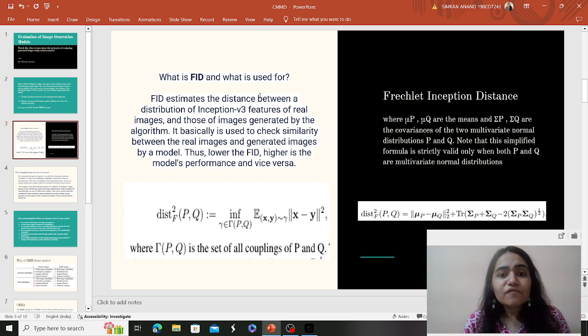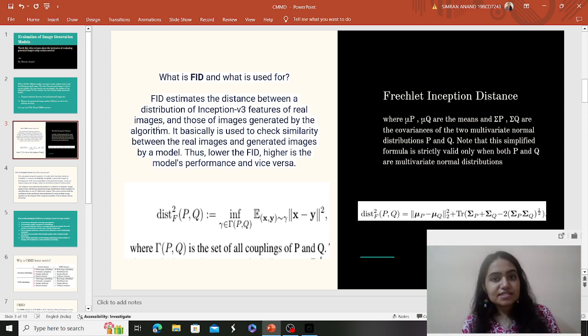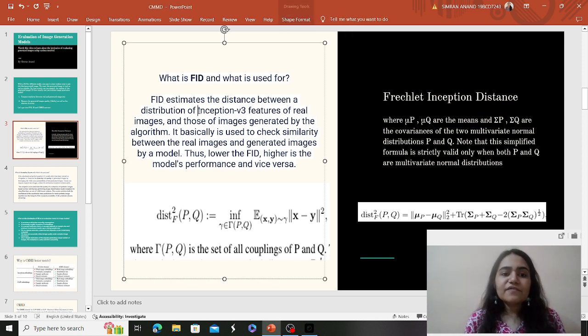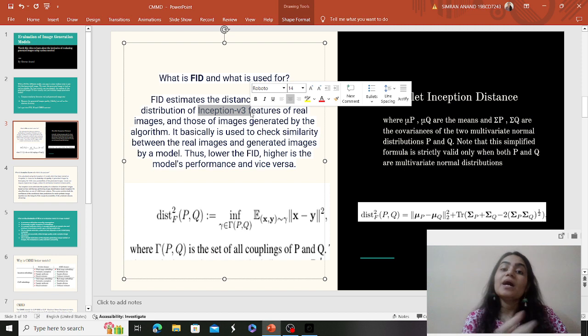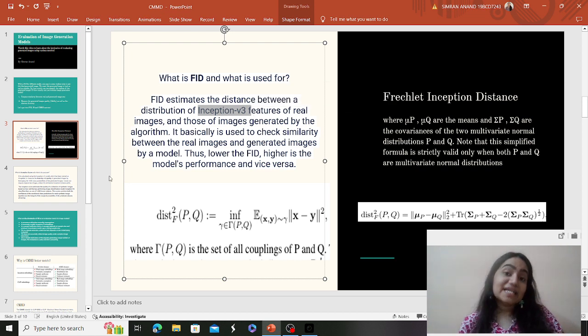So we are going to find the distance between the distribution of Inception V3 features of real images and those of images generated by the algorithm. That distance is going to be computed by FID. Now you might think, what if we change Inception V3 to some other model? We can do that as well, and then see if that is giving us better results or not. So Inception V3 is basically used to check similarity between real images and images generated by a model. I've already explained, the lower the FID, the better the model performance.